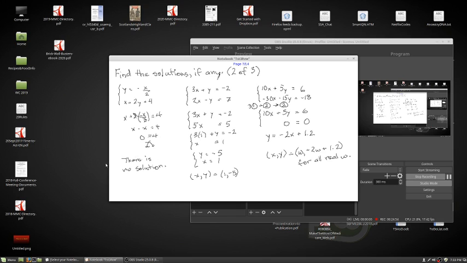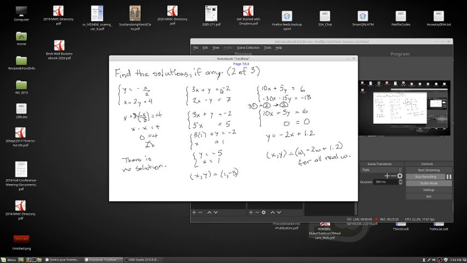And that is one of the possibilities that you're going to have for one of your choices out of the 4. So if you start working it out and you end up with a contradiction and nothing can make it true, then there's no solution. You've got two parallel lines that are independent.